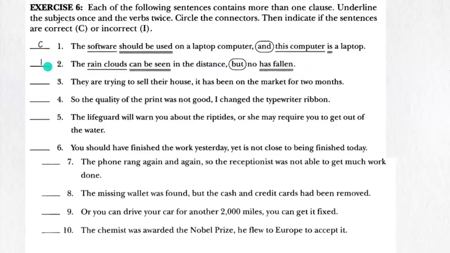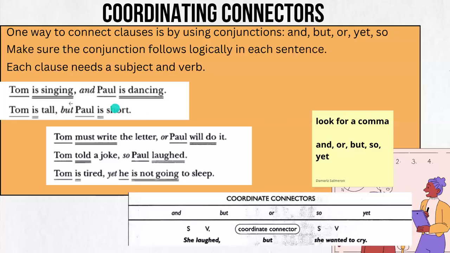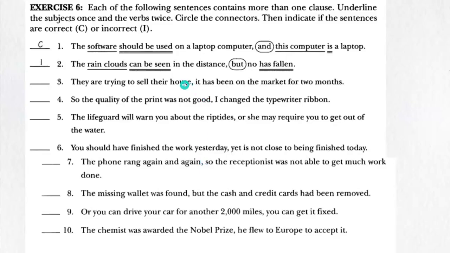Let's see number three. They are trying to sell their house, comma, it has been on the market for 2 months. What am I missing? Remember? Comma and, comma but, comma or. There is no conjunction. So this sentence is incorrect. Okay? So I'll give you 2 minutes to answer the rest of the sentences and then we'll check all together.